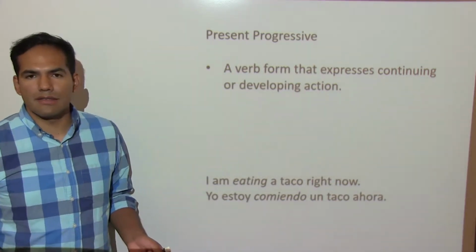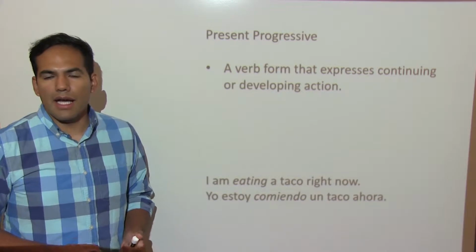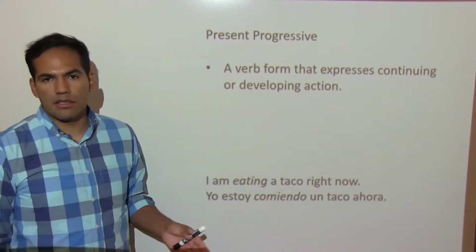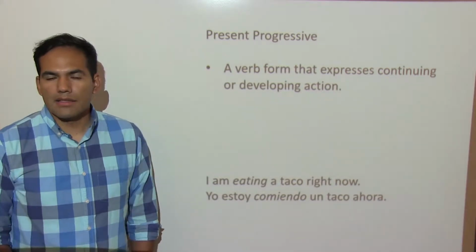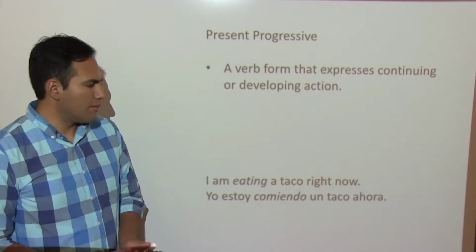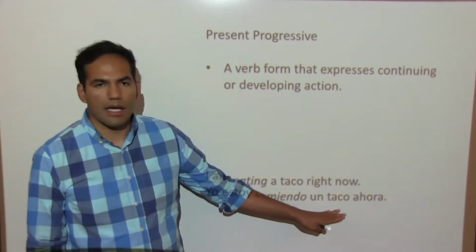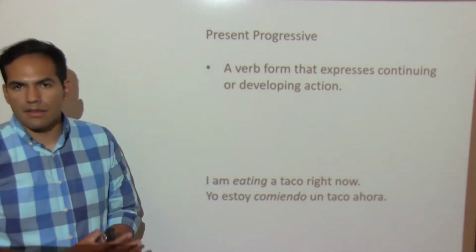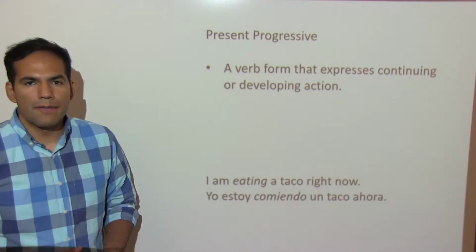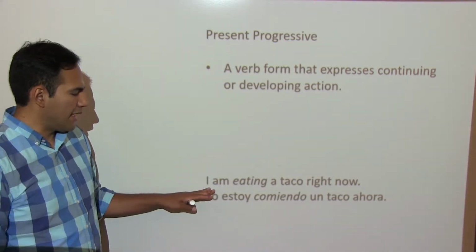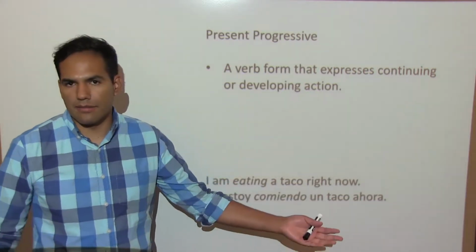So present progressive, it's a form in speech and writing that expresses continuing or developing action. So in Spanish, for example, when we say something like, yo estoy comiendo un taco ahora, we're talking about something that is happening right now. That's the present progressive tense. The equivalent of that is, I'm eating a taco right now.